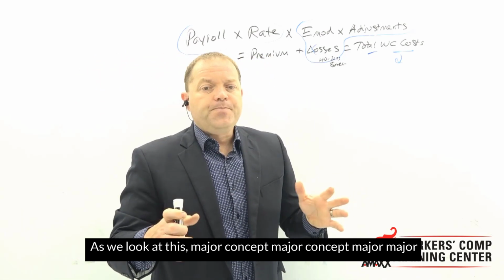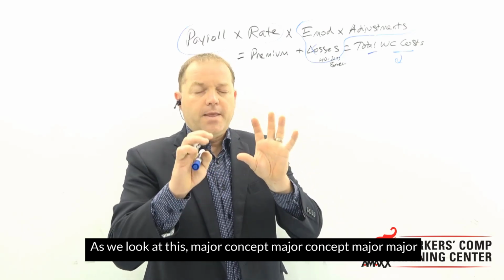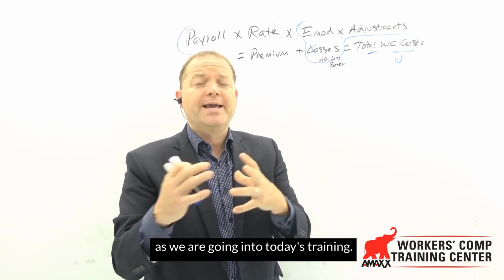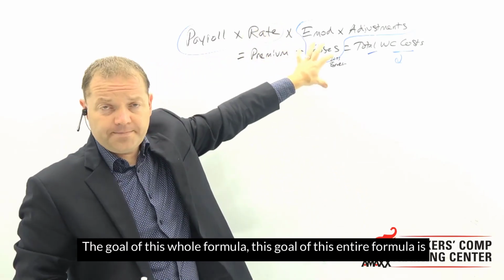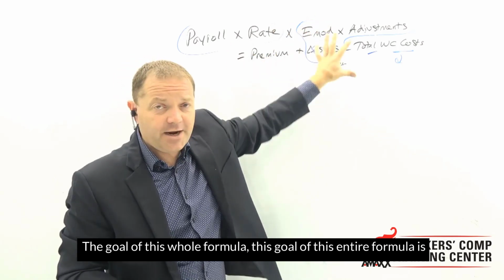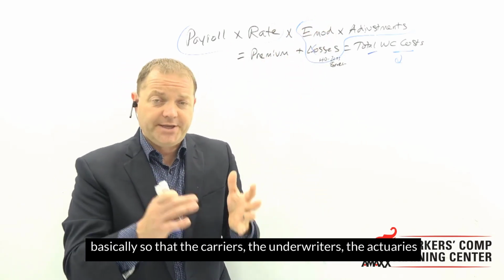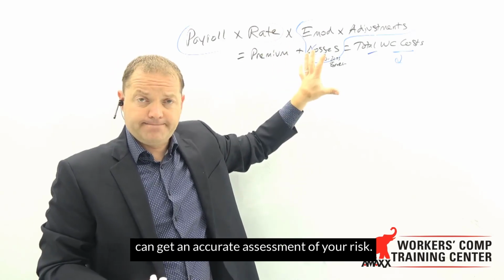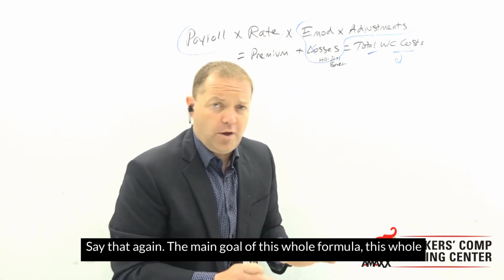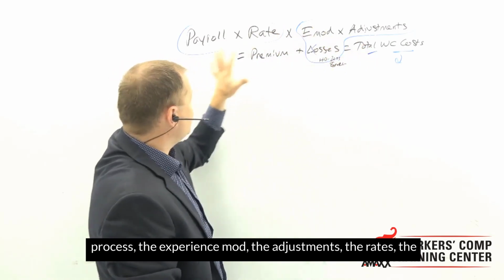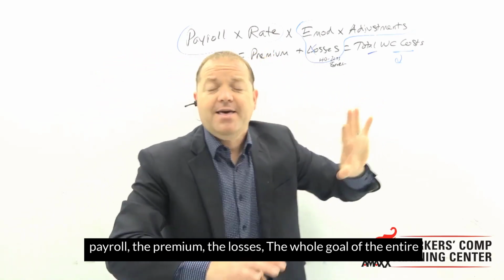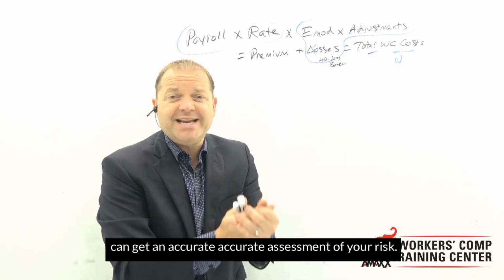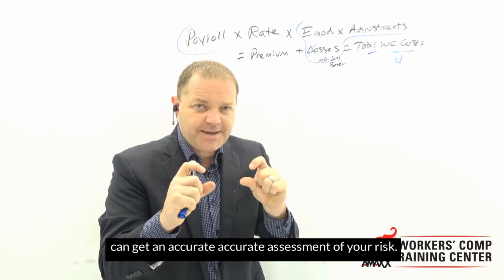All right, so let's talk about this. As we look at this, major concept that I want you to grasp as we are going into today's training. The goal of this entire formula is basically so that the carriers, the underwriters, the actuaries can get an accurate assessment of your risk. I'll say that again. The main goal of this whole formula, this whole process, the experience mod, the adjustments, the rates, the payroll, the premium, the losses, the whole goal of the entire thing is so that the underwriters, the carriers, the actuaries can get an accurate assessment of your risk.